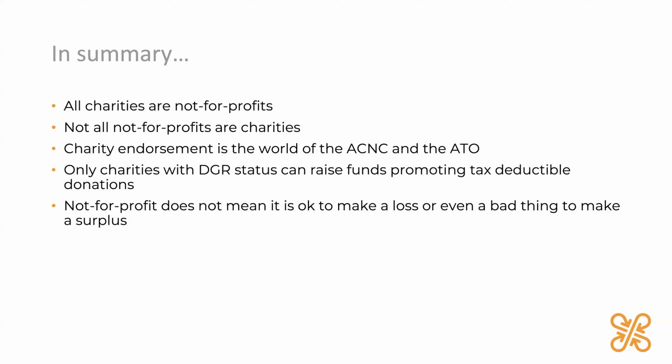So in summary, all charities are not-for-profits. That's true. But not all not-for-profits are charities. You have to register with the ACNC and the ATO to be a charity, and with that get the benefits of being a charity, the tax benefits of being that. Only charities with a DGR status can raise funds promoting tax-deductible donations or tax-deductible gifts. We call that DGR. It goes without saying, and I probably should emphasise it here, you have to be a charity to get DGR status. So you can't be a not-for-profit that's not registered as a charity to get DGR status, okay?